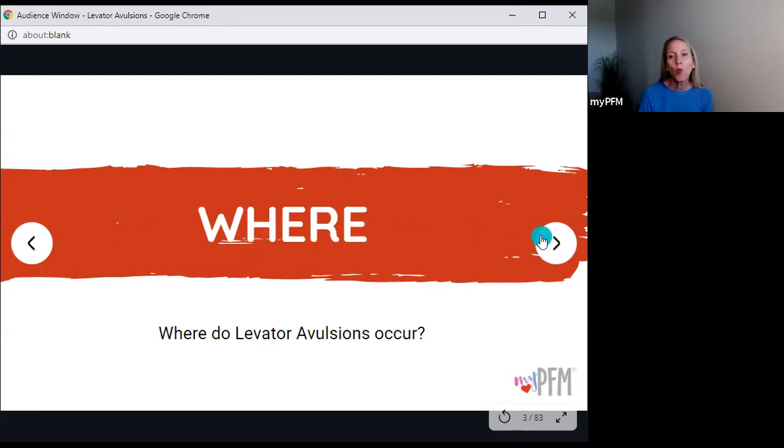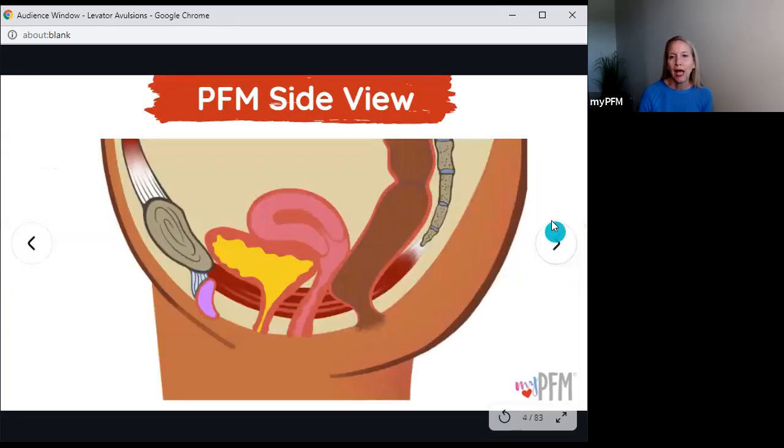So number one, where do Levator avulsions occur? Let's just talk about some terminology here. So this is a female side view. If you took a female body and you cut her in half from the front to the back, this is the belly in the front. These are the buttock muscles in the back. That's the pubic bone and the abdominal muscles, and then the tailbone and the spine.